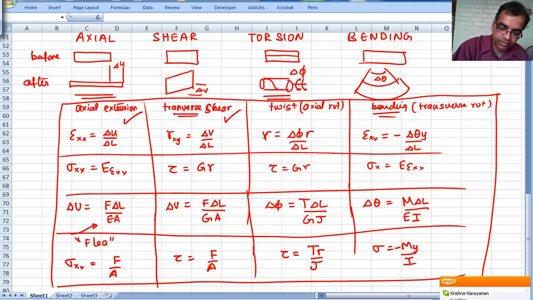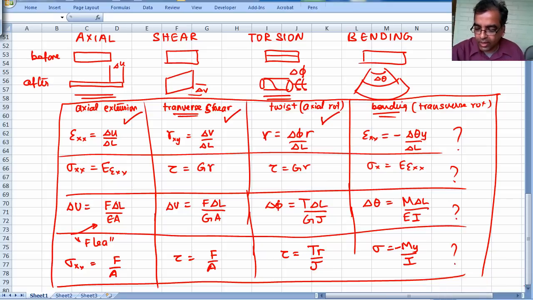We already seen how we get this. We already seen how we get this. We already seen how we get this. Now we are going to work on this. Okay, so let's start working on this. Okay. So that's what we're going to do next.